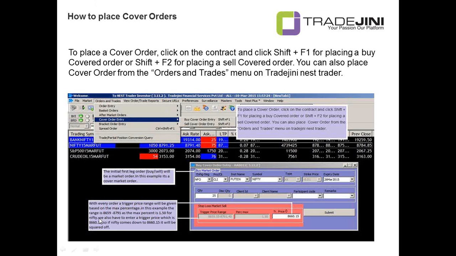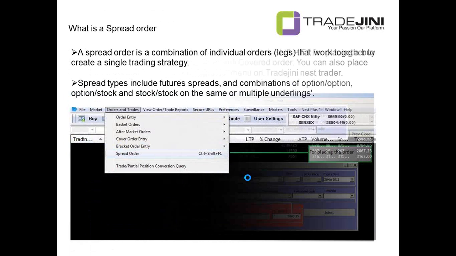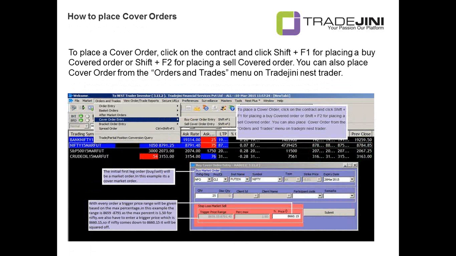So we have to enter the trigger price, which is 8660.15. So if Nifty comes down to 8660, it will be squared out. So we'll have a fixed percentage for Nifty, Bank Nifty, that way. So we have to put a trigger price within that percentage. And because the maximum percentage here is 1.5, our margin will also be calculated on this 1.5%. Now, one more thing I'd like to add, for different cover orders, like for different stocks, this maximum percentage will also vary.